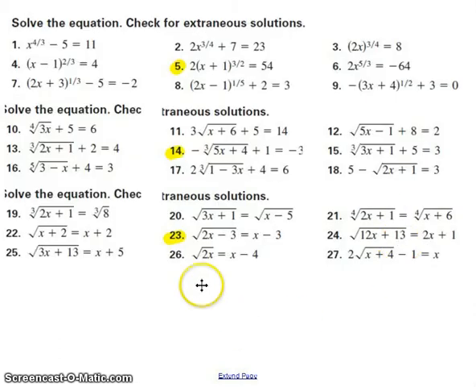Your homework tonight is just 3 problems if you have C block, because C block's class was shortened today. So C block will do 5 and 14 and 23. Bring those into class and we'll go over the answers to them.